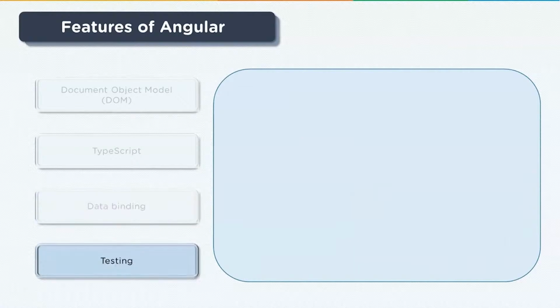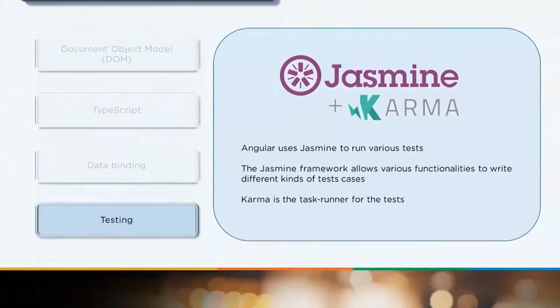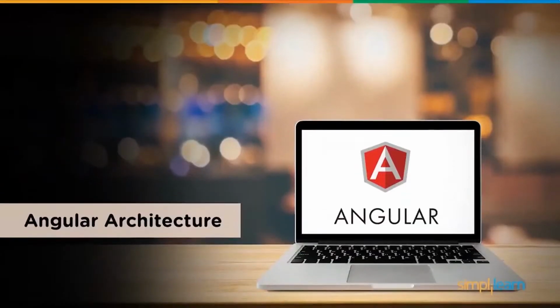The last feature we're discussing is testing. Angular uses Jasmine to run its various tests. The Jasmine framework provides various functionalities to write different kinds of test cases. Karma is a task runner for the tests that uses a configuration file to set the startup, reporters, and testing framework. So with that, we've covered the features of Angular. Let's go ahead and understand the architecture of Angular.